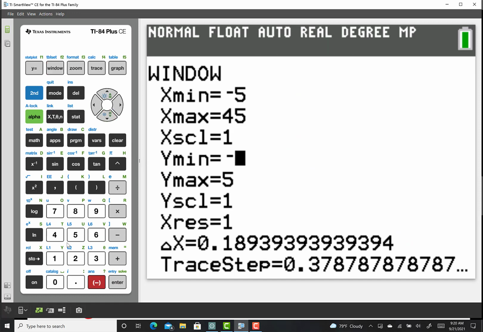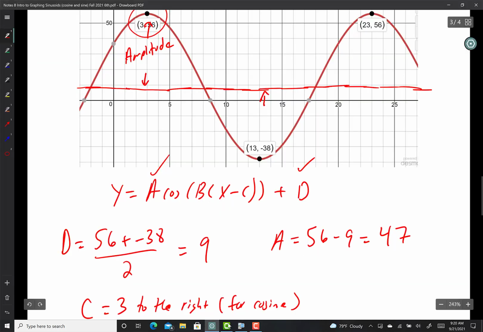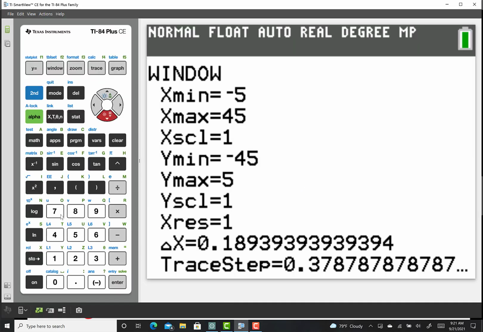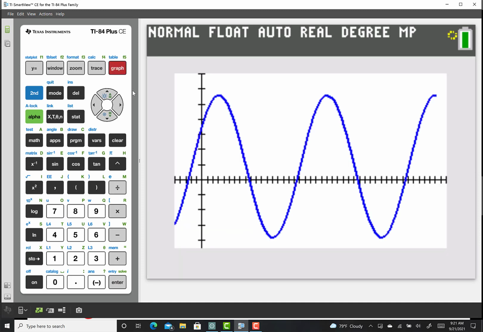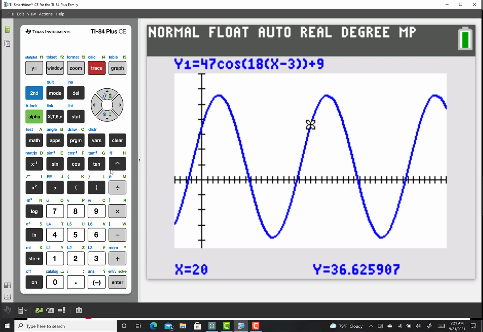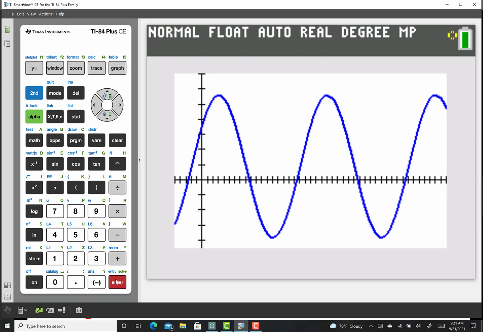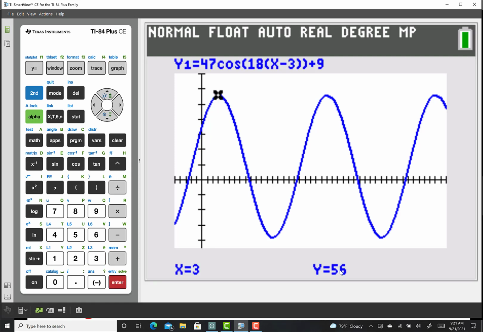And then negative 45 to 70. So we can add some space. X by 10. Graph. There it is, guys. Let's check it. Let's put some points. Trace. What point did they give me? 3. Enter. And there it is, 56.